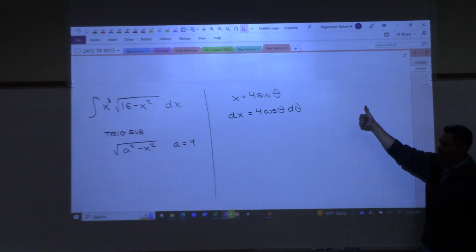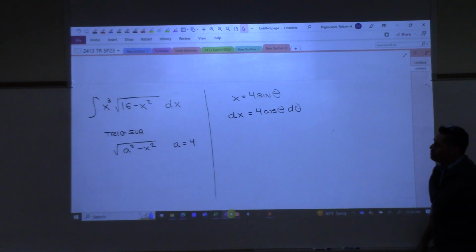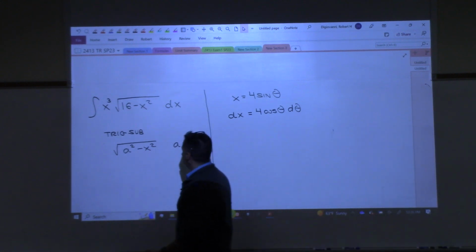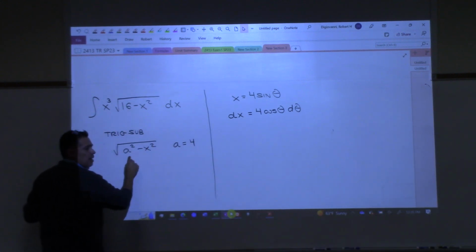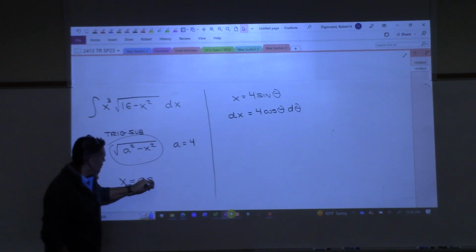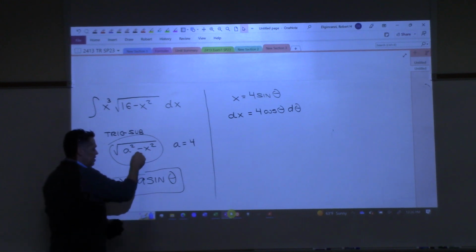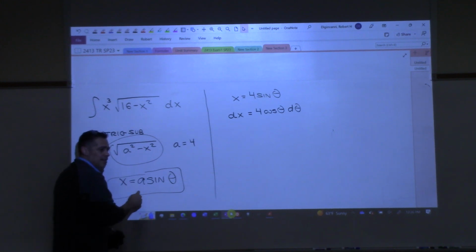So are we good with that? Yeah? Where did I get it? Well, do you see that that's a 4 if it follows this format? Anytime you ever see this, the substitution you will make is this. Every single time. If you see this, you're going to replace x with a sine theta. Got it?